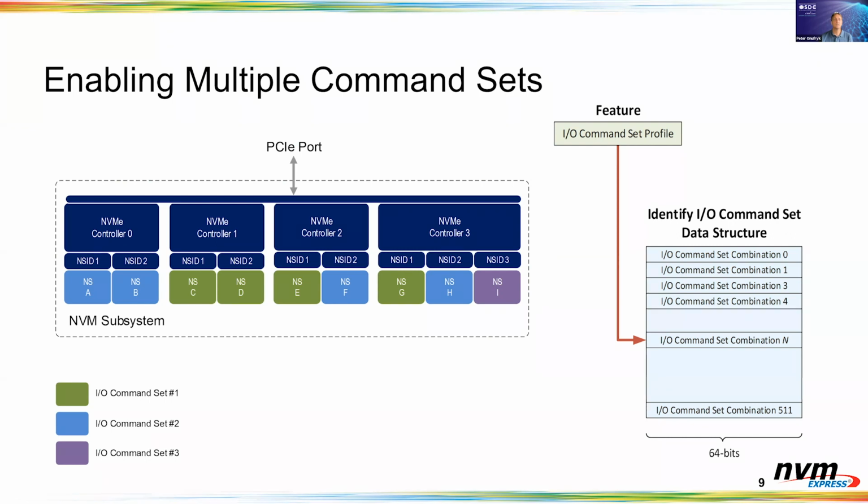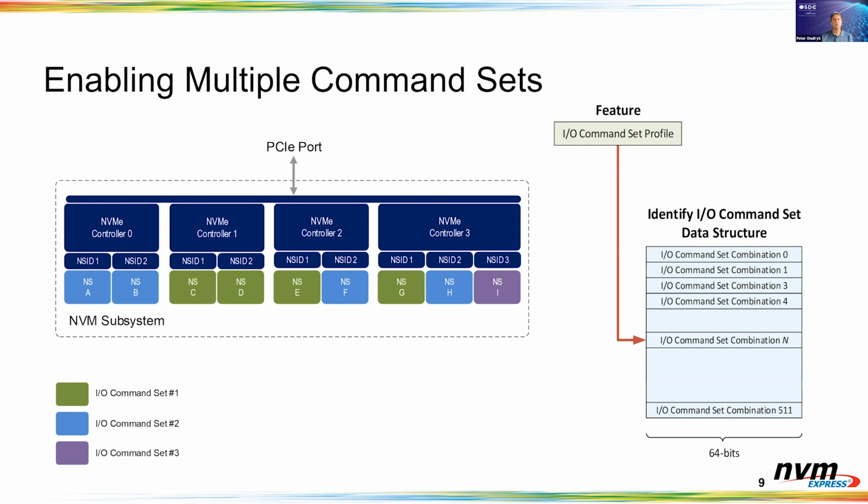4 of the namespaces support command set number 1, shown in green. 4 of the namespaces support command set number 2, shown in blue. And 1 namespace supports command set number 3, shown in purple. As this figure shows, you can have a controller that has all namespaces associated with 1 command set, which effectively means that controller can only use that 1 command set at that point in time. This is true for controllers 0 and 1 on this slide. Controller 0 only supports command set number 2, and controller 1 only supports command set number 1.